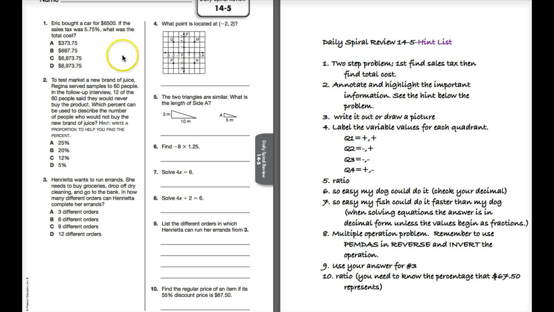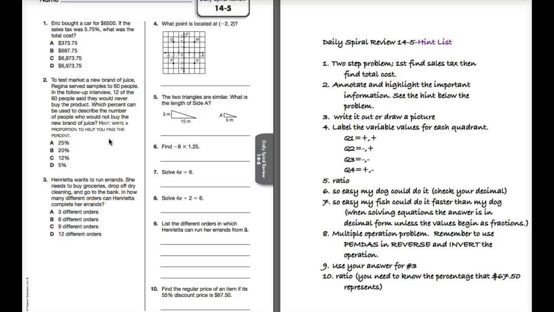Number 2, this one is difficult just because there's so much in there. So you're going to want to annotate and highlight the important information, and then the hint below, they already give you one. You should be able to figure it out quite easily once you know what numbers you're working with.